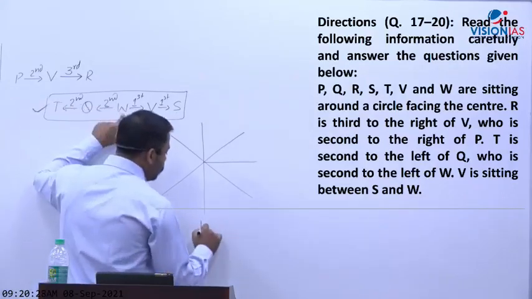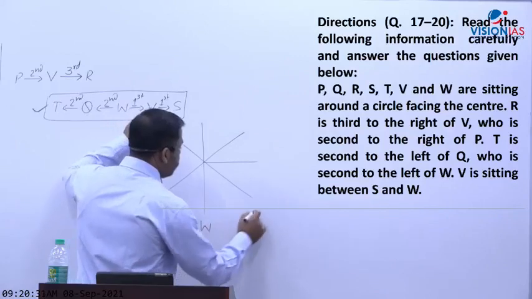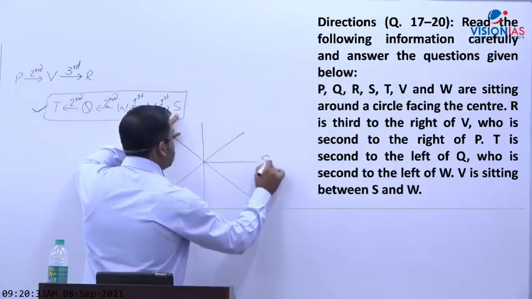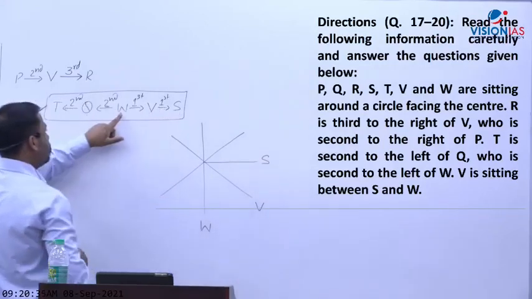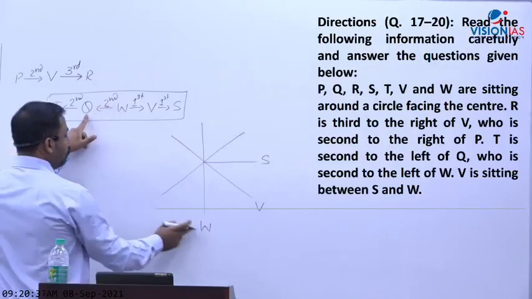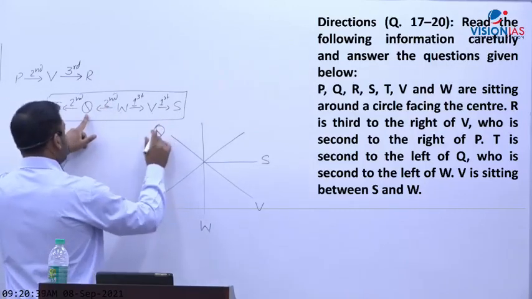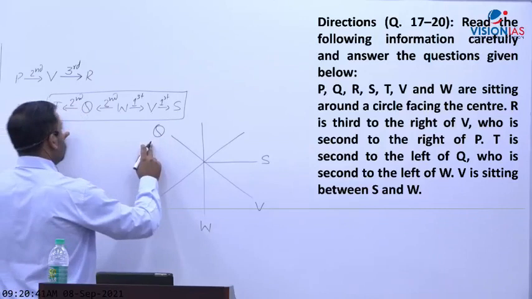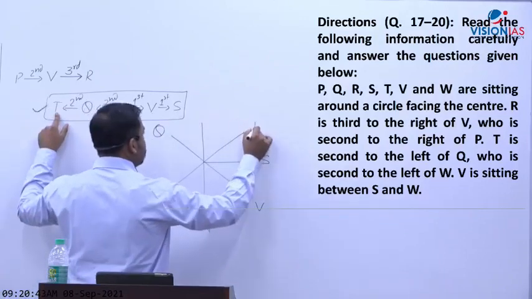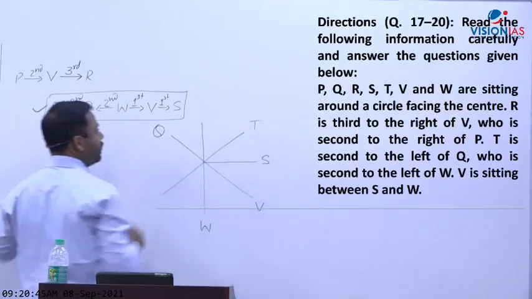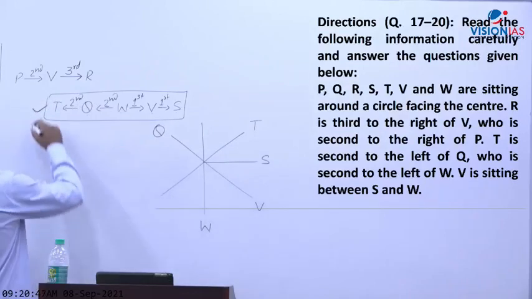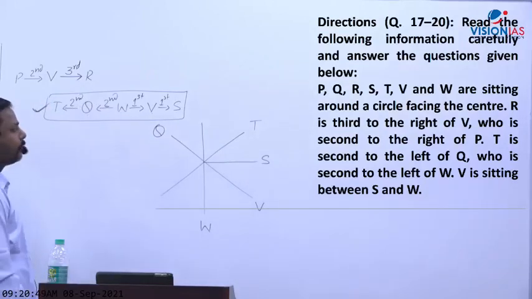So we will place W. On the right hand side of W, V is there, and on the right hand side of V, S is there. Q is second to the left of W, and T is second to the left of Q. So on the left hand side of Q at second place, T is there. So we have placed this particular information.